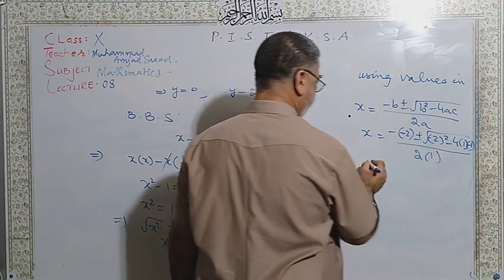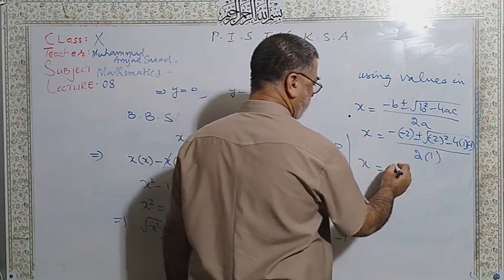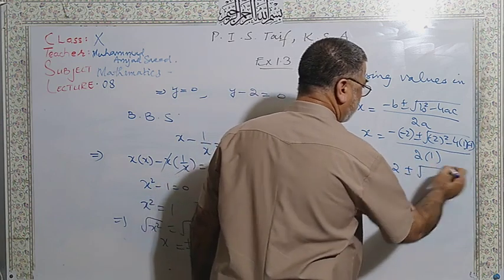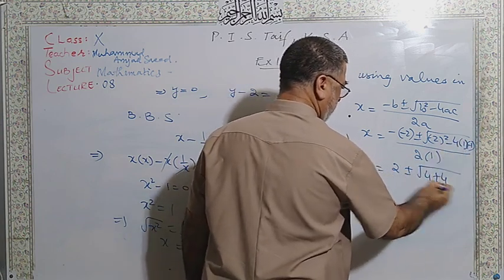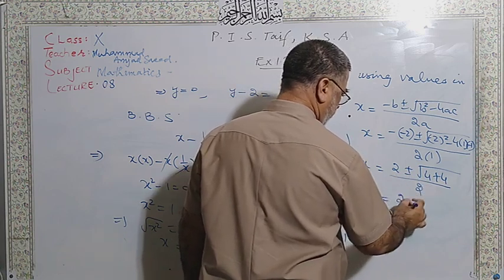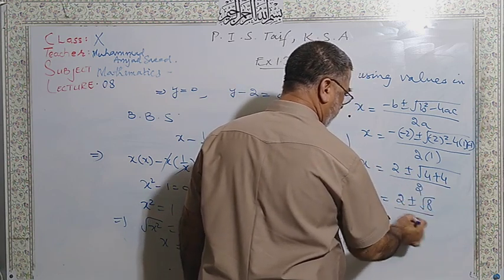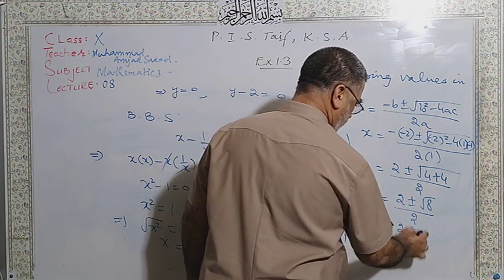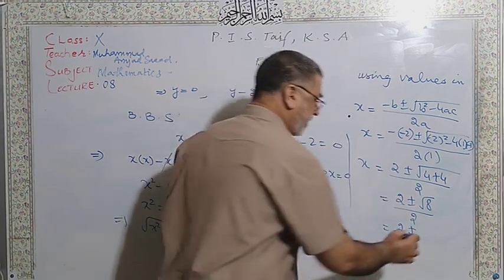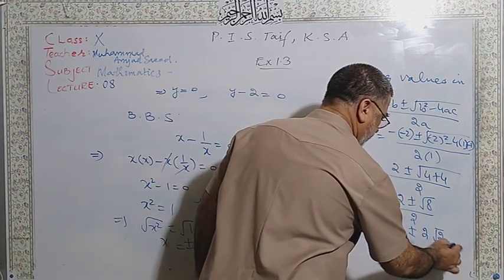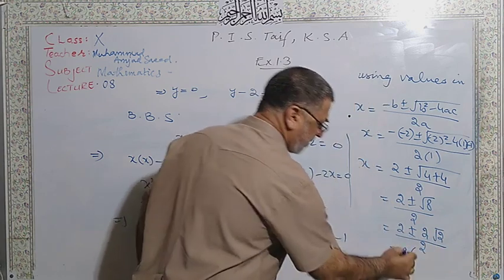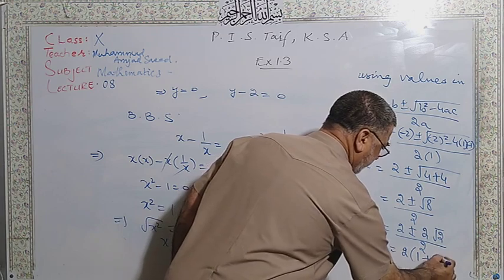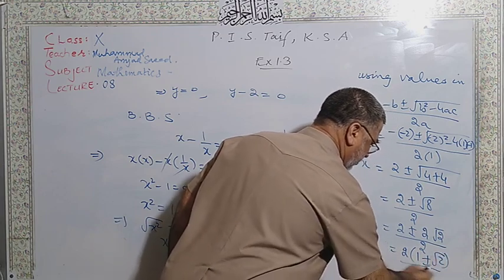2 into 1. So x is equal to 2 plus minus square root of 4 plus 4 over 2, which is 2 plus minus square root of 8 over 2. You know that square root of 8 can be written as 2 into square root of 2, divided by 2. Take 2 common from here: 1 plus minus square root of 2 over 2, the 2 cancelled out.